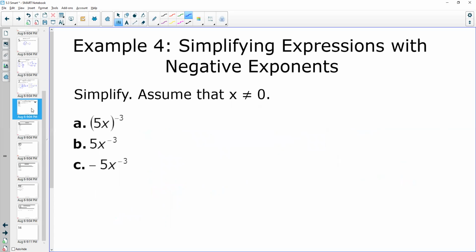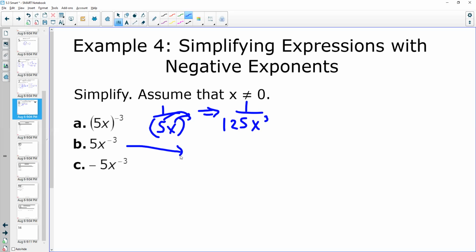All right, let's see how these work. So this one is 5x to the negative 3. The whole thing is being raised to the power of negative 3, so the whole thing gets flipped. And then I have to give that cubed to everybody. So 1 over 5 cubed is 125. X cubed is just x cubed.